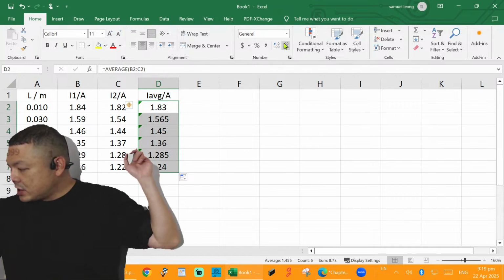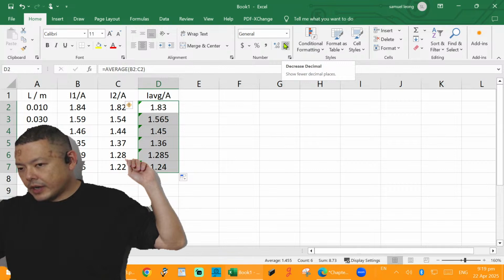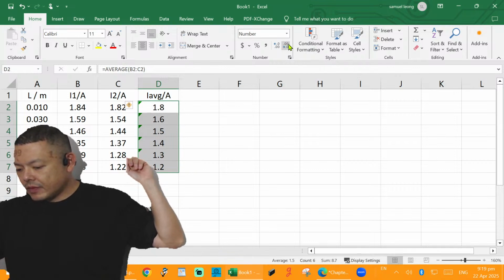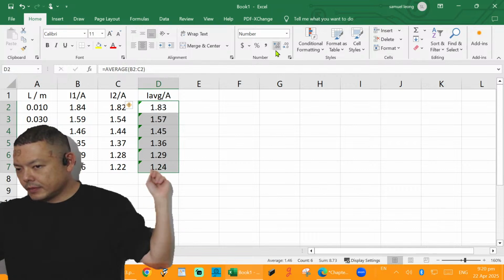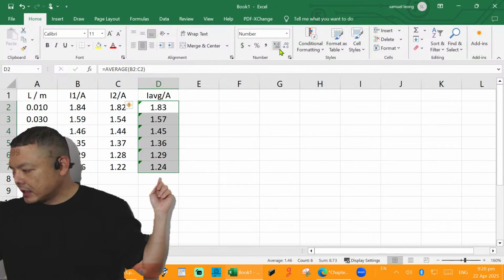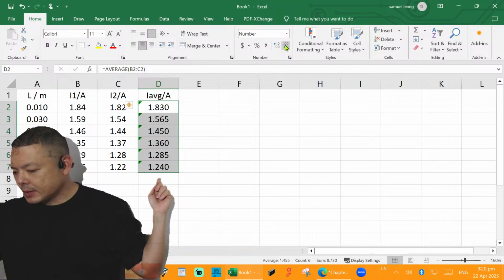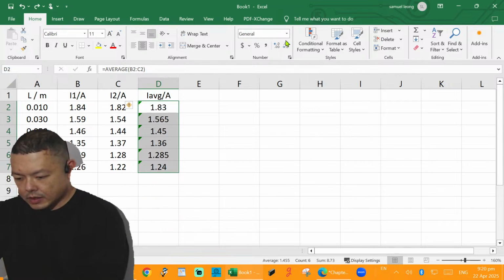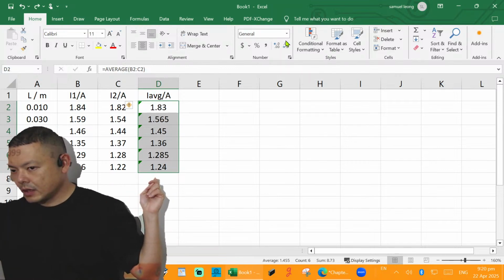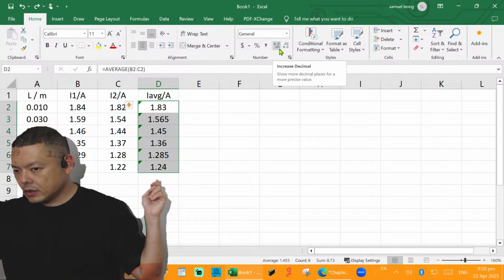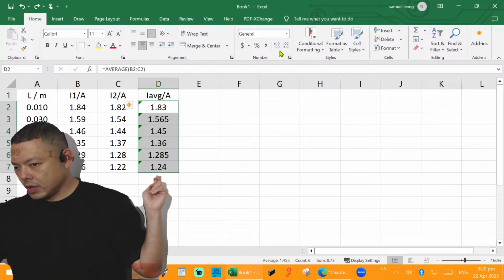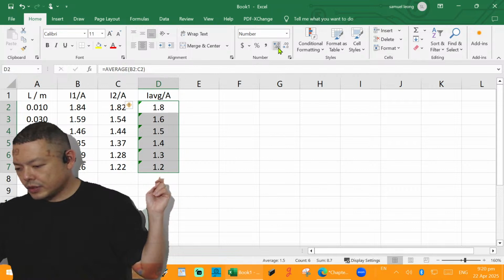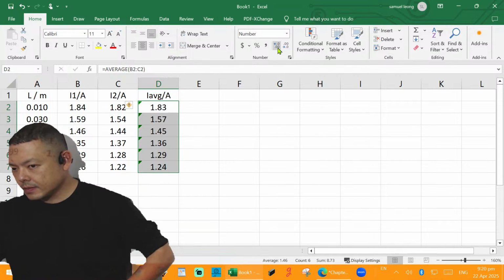Since your current raw data is in 2DP, we will just leave it as 2DP like that. So you need to adjust the decimals again. Otherwise you get weird decimals, like just now. So you need to adjust it, so you reduce it to 2DPs.